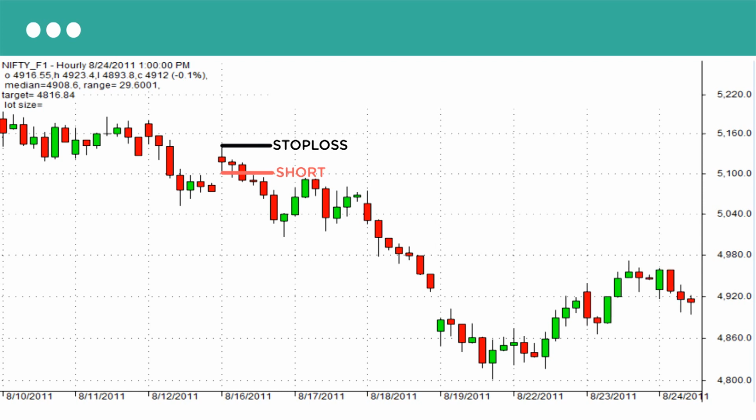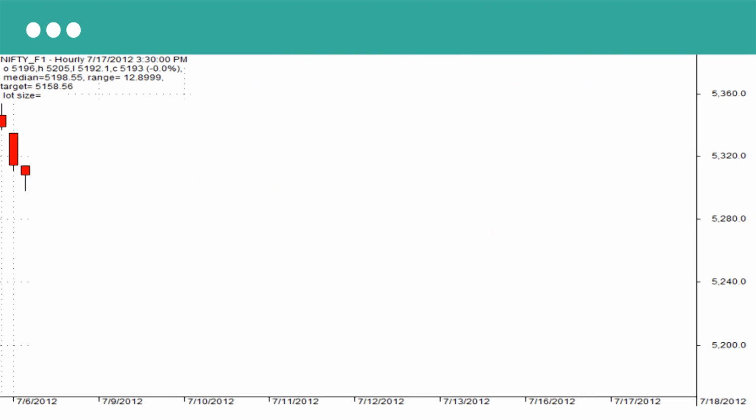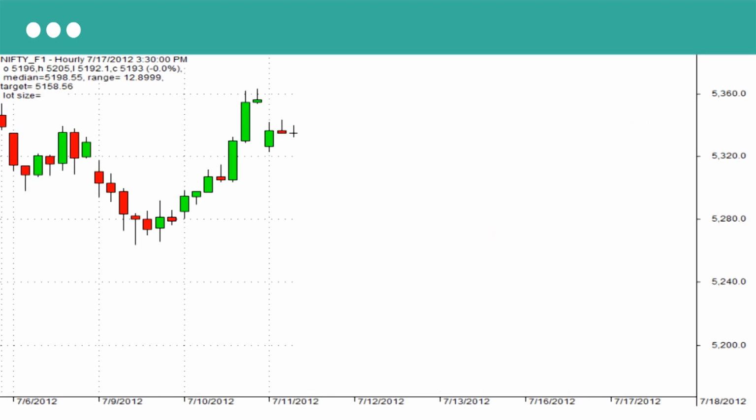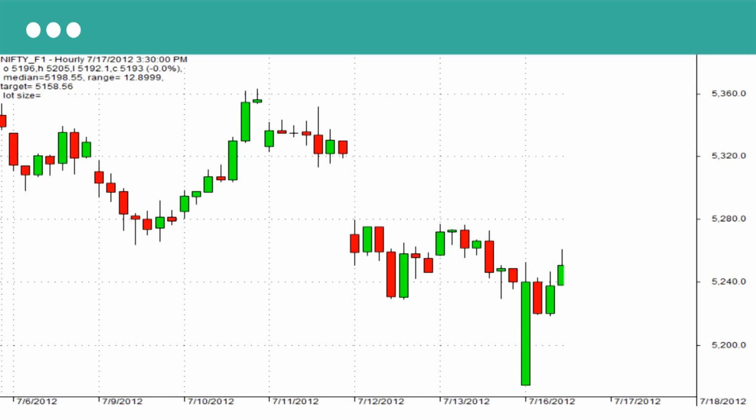Okay, let's see another example of this setup in action. Now, on the 17th of July, Nifty was in a downtrend, as evidenced by the lower swing highs, and on the 18th, the market gapped up. The opening bar was red too. That's all we need for a confirmation of this setup.